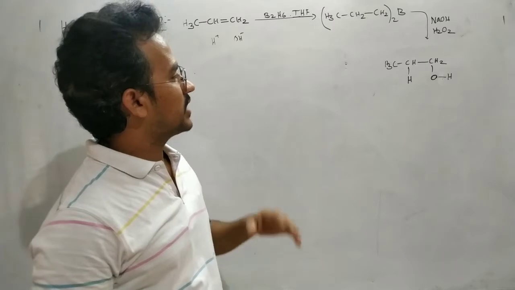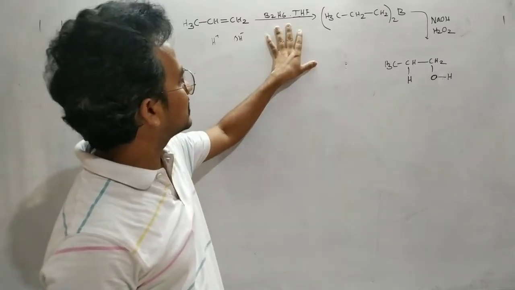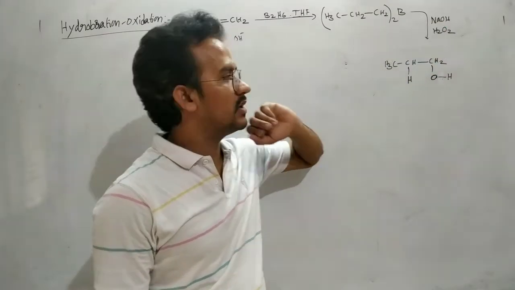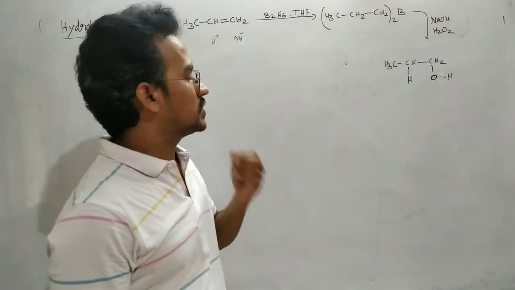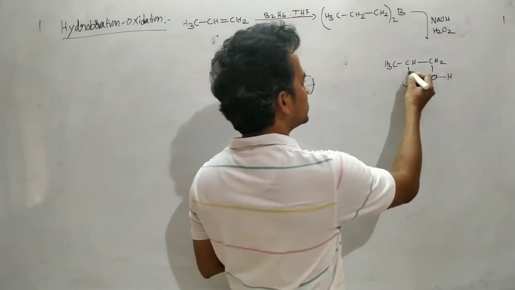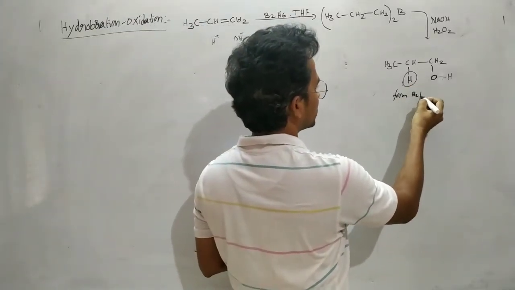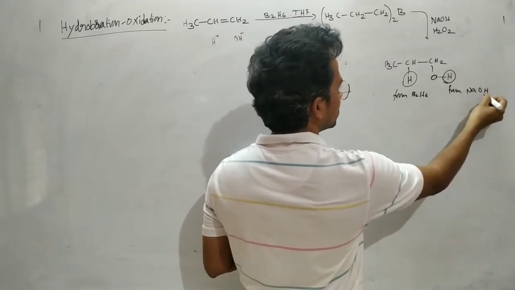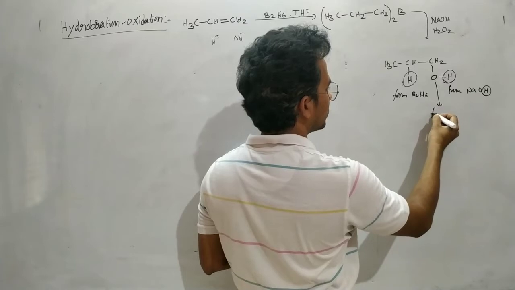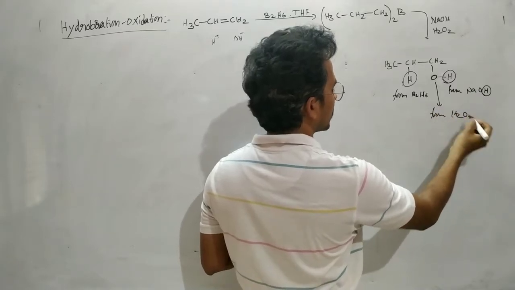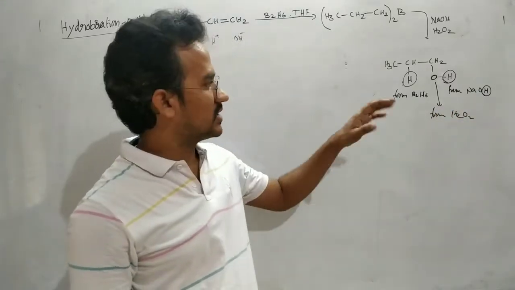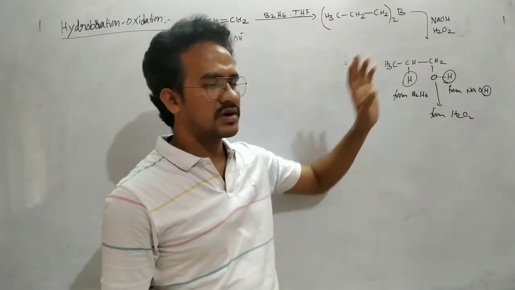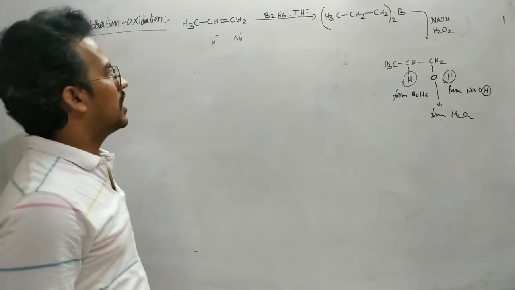In hydroboration oxidation, first of all the alkene is reacted with diborane, and then oxidation with H2O2 in the presence of alkaline medium. Finally, we get the alcohol. Here this hydrogen is from B2H6 and this hydrogen from NaOH, and this oxygen is from H2O2. That means H2O2 has an oxygen. So in the total reaction, the oxygen from the H2O2 is bonding with the carbon.